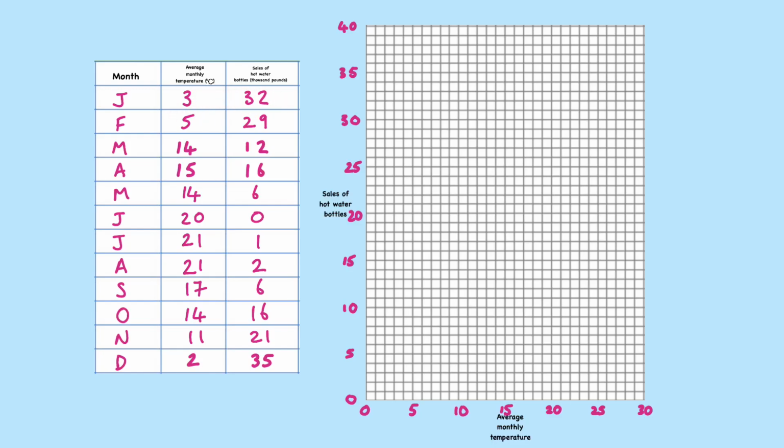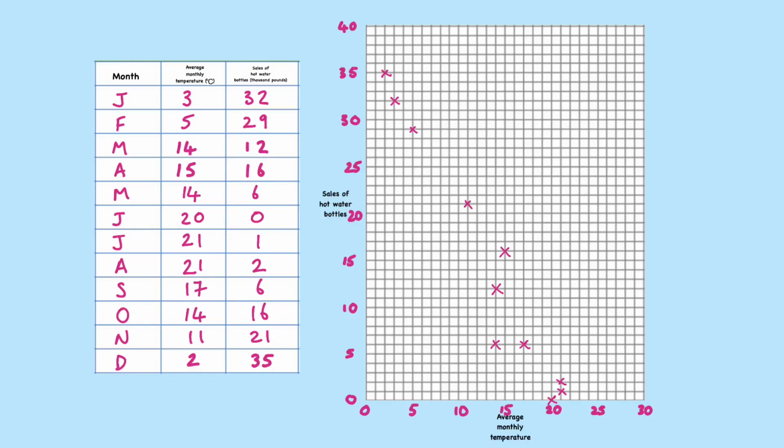So what we'll do first of all is we'll plot the first point, which is 3, 32. Then the next point is 5, 29. Let's go along, 5, 29. And so on, plotting the rest. 14, 12, 15, 16, and so on. So my points look like this.